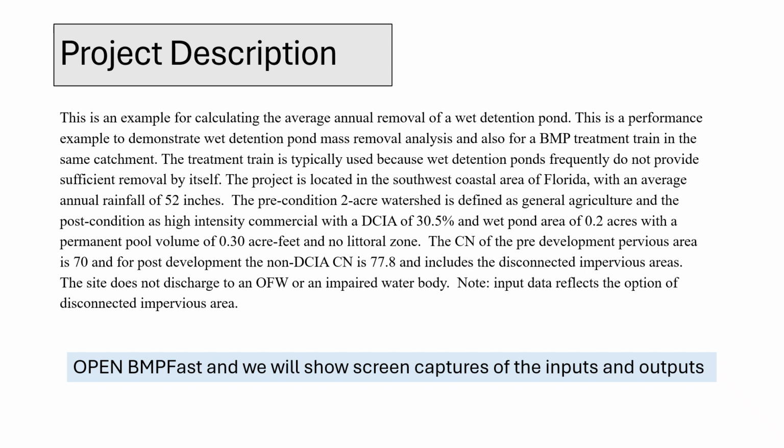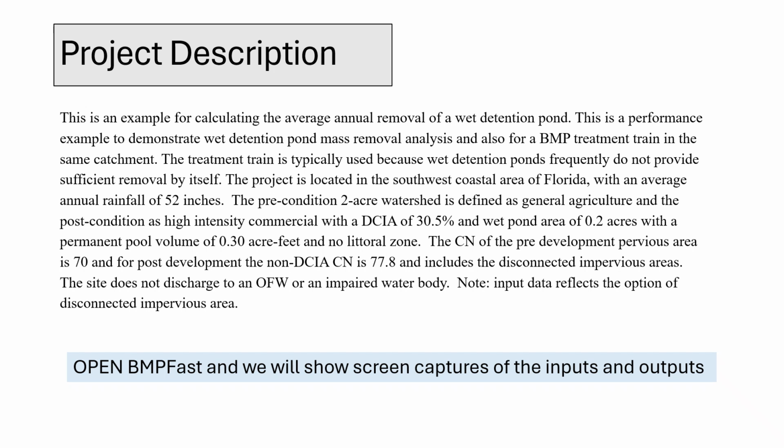It serves as a performance analysis to demonstrate not only the wet detention pond's mass removal capabilities, but also how it fits into a broader best management practice, or BMP, treatment train within the same catchment. A treatment train is typically employed in these scenarios because a single wet detention pond often doesn't provide sufficient pollutant removal on its own. Our project is situated in the southwest coastal area of Florida, a region that experiences an average annual rainfall of 52 inches, placing it within meteorological zone 4.